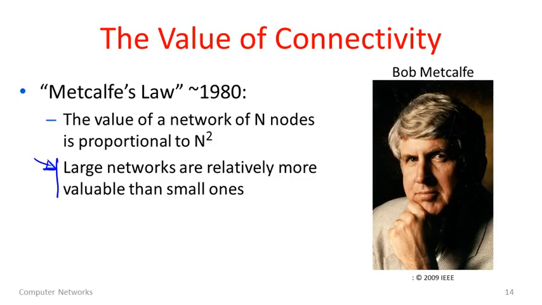This argument for the value that's inherent in connectivity was put forth by Bob Metcalfe, shown on the right here. Metcalfe is one of the pioneers of computer networks. He invented something called Ethernet that we'll get to later, one of the most successful local area networks of all time. Metcalfe posed this law around 1980, and he posited that the value of a network, if you have n nodes in it, that's the size of the network, is proportional to n squared. The implication of this statement is that larger networks are a lot more valuable than smaller networks with the same number of nodes, and so we're more likely to want to connect networks together to realize that value.